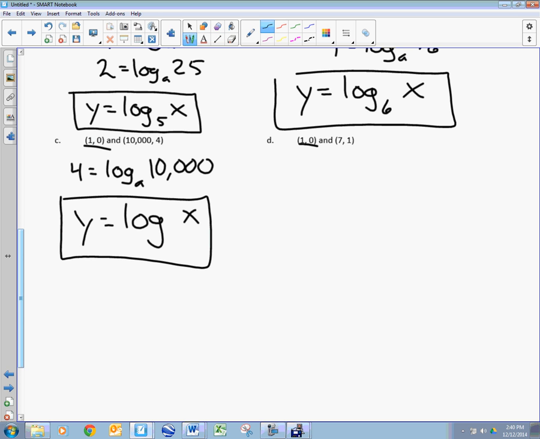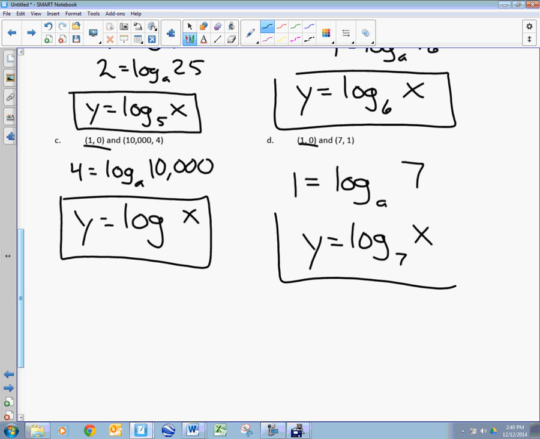And finally, this last one, y is 1 is equal to log base a of 7. What number do you take to the 1st power to get 7? 7. So y equals log base 7 of x. What do you think about that?